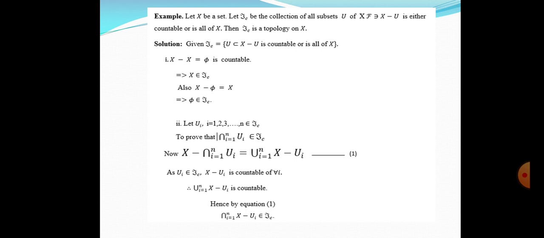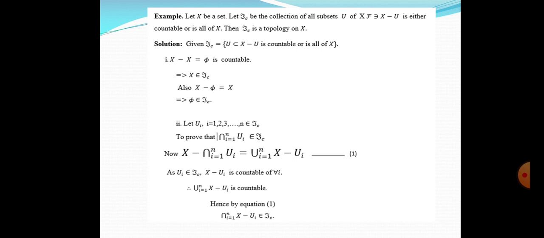It belongs to tau c. To prove that the intersection over i equal to 1 to n of u_i belongs to tau c. Now, x minus the intersection over i equal to 1 to n of u_i equals the union over i equal to 1 to n of x minus u_i. You take the union outside. That is equation number 1.